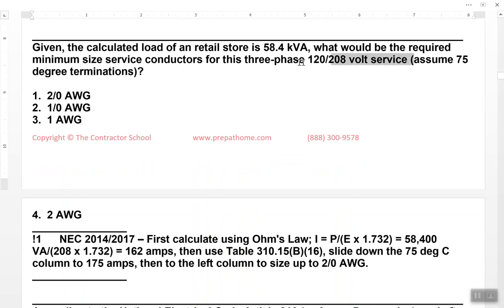It's interesting the question would say assume 75-degree terminations because what if it doesn't say that? You still need to assume 75-degree terminations. That's an important issue. Okay, so we're going to have to use Ohm's law here and make sure we don't forget the square root of 3 or the 1.732 down here. Not very difficult question. We already know Ohm's law. We should be able to knock this one out. Okay, so let's go ahead and put it in our notes.